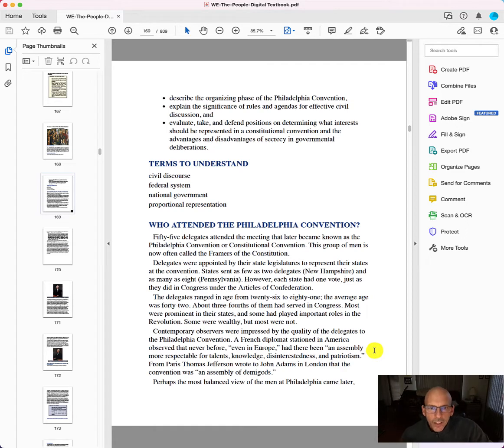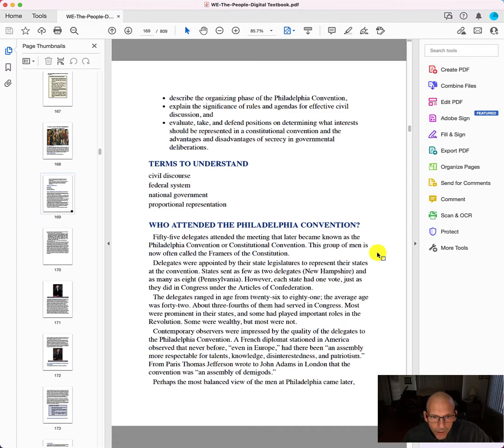Who attended the Philadelphia Convention? 55 delegates attended the meeting that later became known as the Philadelphia Constitutional Convention. This group of men is now often called the framers of the Constitution. You may want to take a moment, look at your study guides, because there are two questions there.